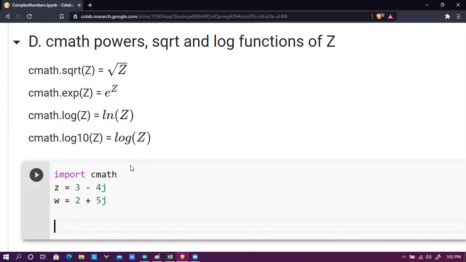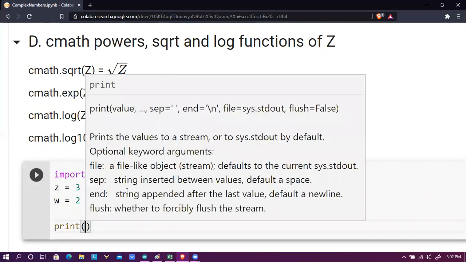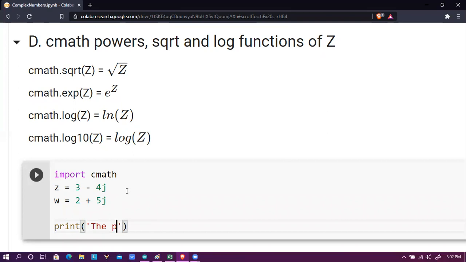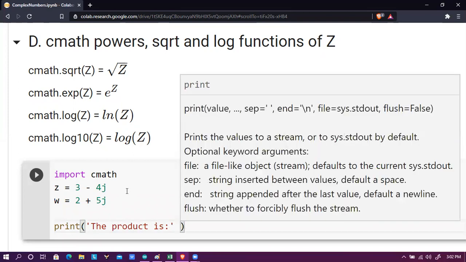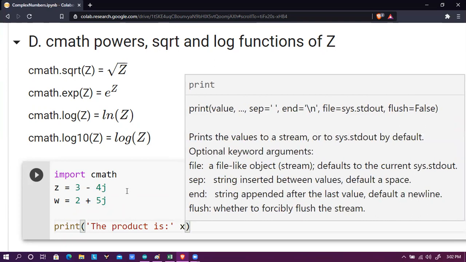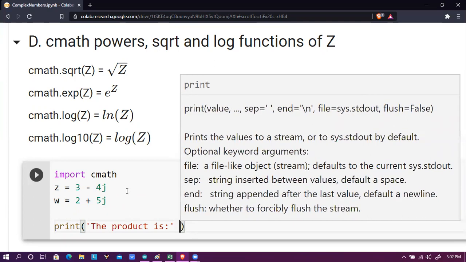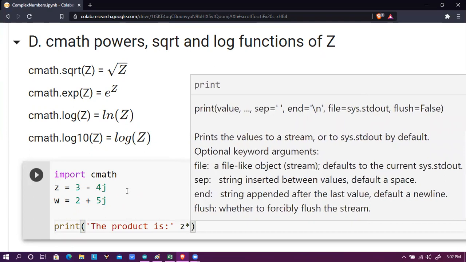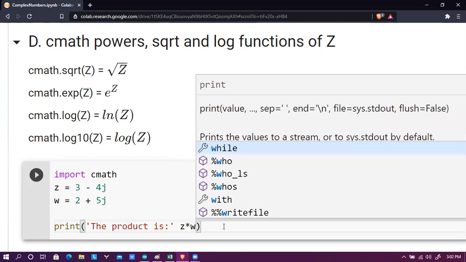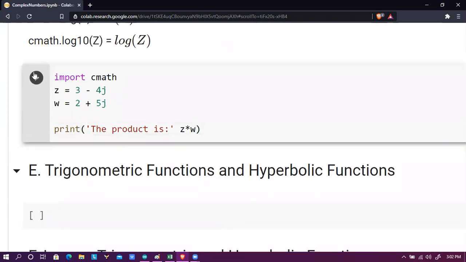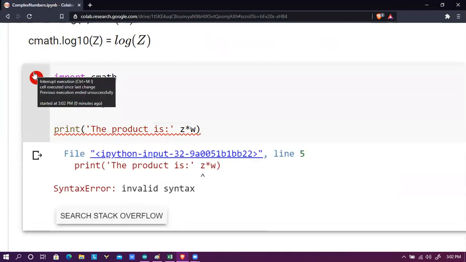Let's multiply it first, okay? The product, let's say print, the product is, okay? We just multiply z and w. Just multiply and then you can have the product. Let's try it. What's the product?